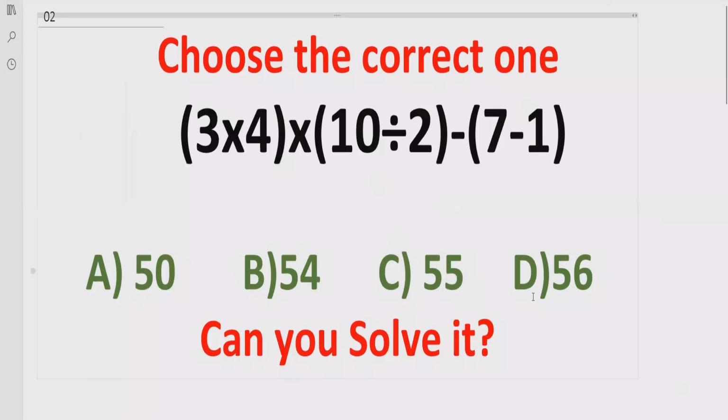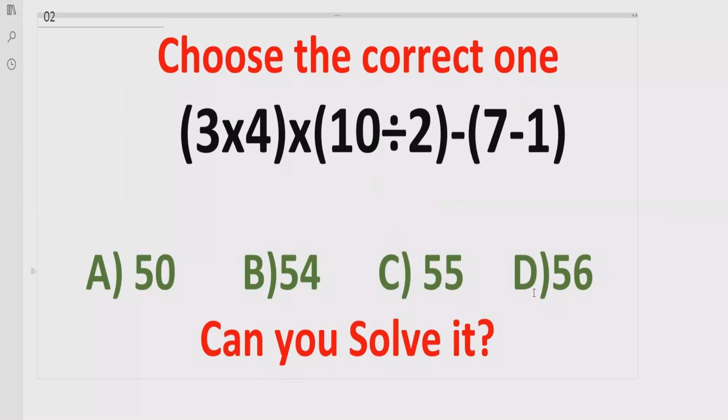Today we will solve another quiz which is related to arithmetic expression. It is very simple quiz and we have here basic operation, multiplication, division and subtraction. So we have to solve this quiz using PEMDAS and BODMAS method and find out which answer is correct. In the answer list we have four answers. So after solving it, we will find out which answer is correct.